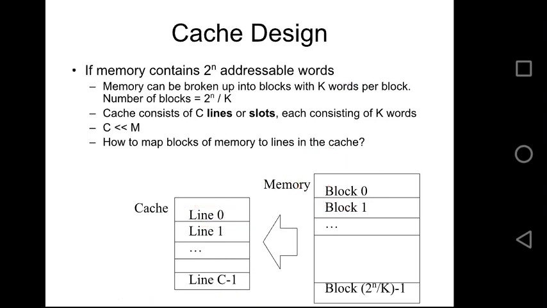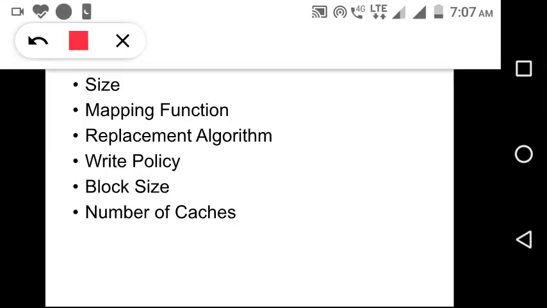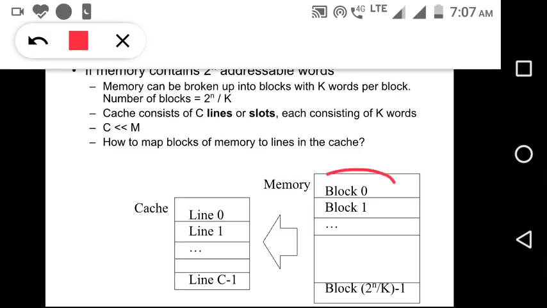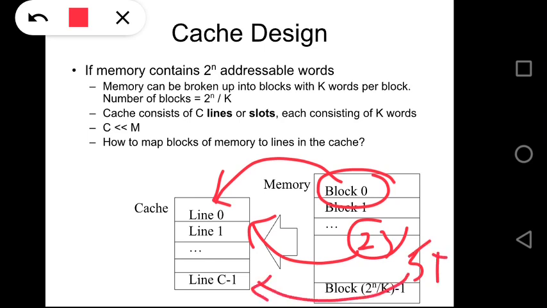How to map blocks of memory to lines in the cache? It's very important to understand, because you may transfer block 0 as line 0, block 23 as line 1, and block 54 as line 2. So how to track which blocks are present in cache?